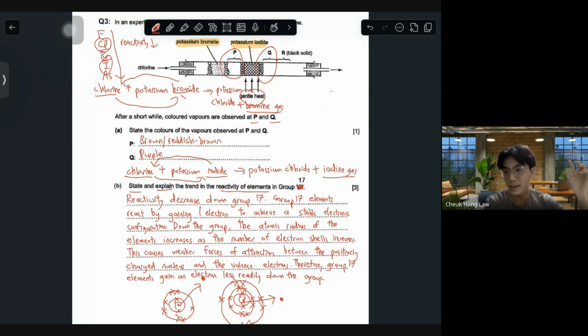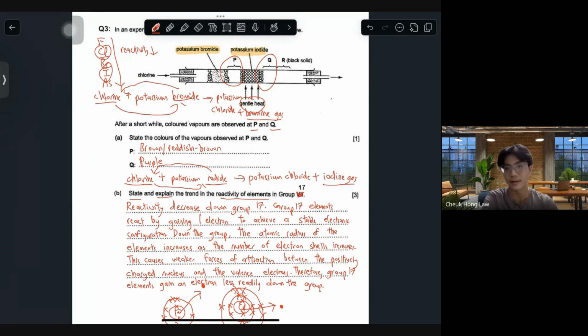Okay, for part A, R is a solid iodine. Why is it black and not purple? What it's saying is it is purplish black, so it can be black or purple. In this case, the question just says black solid. So the black solid is iodine.